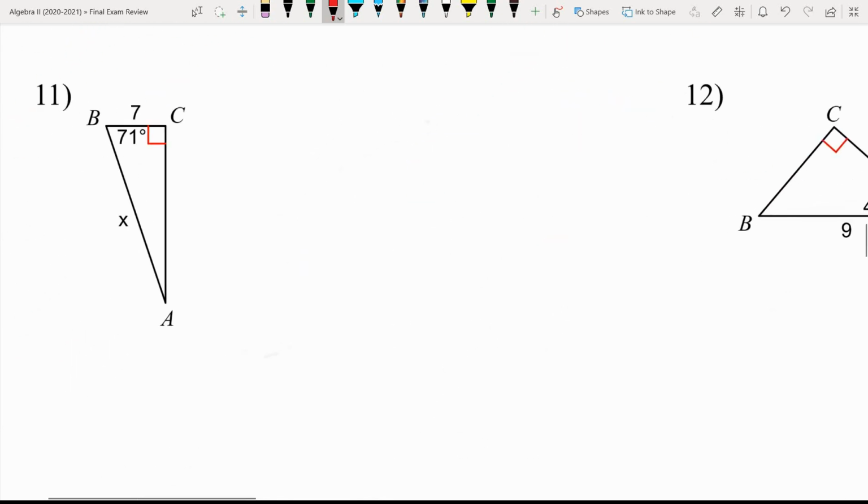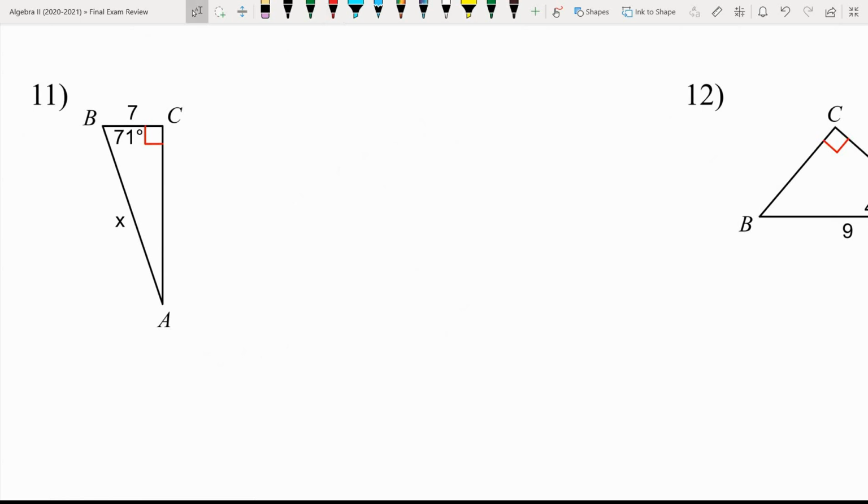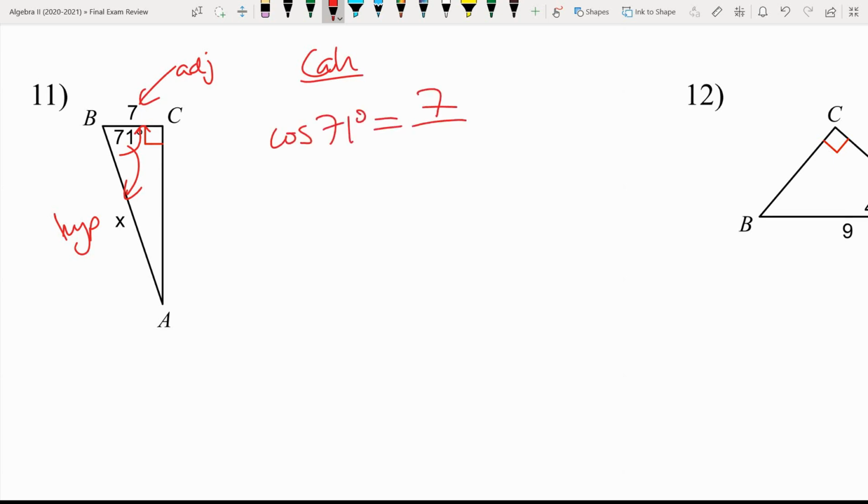It's coming down here to number 11. So on this one, from 71 degrees, this side over here is the hypotenuse. And then the side right next to it here, it's kind of hard because everything's kind of tight here to see that. This is the adjacent side. So I've got adjacent and hypotenuse. That's our part, cosine of 71 degrees equals adjacent, which is 7, over hypotenuse, which is x. So this is a little bit different. So I'll focus on this for a second here.